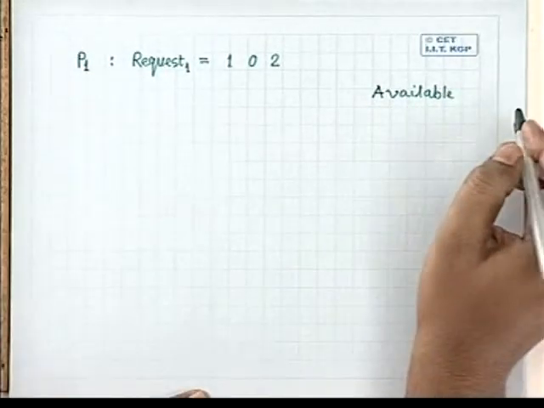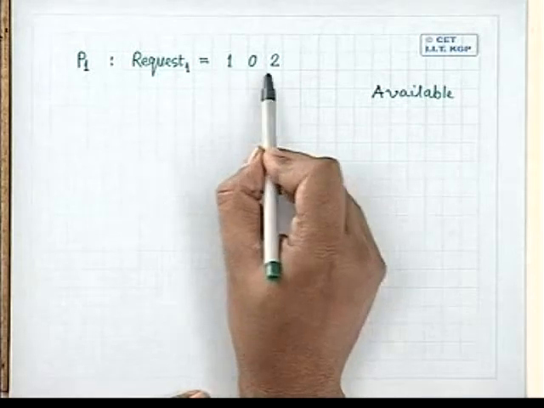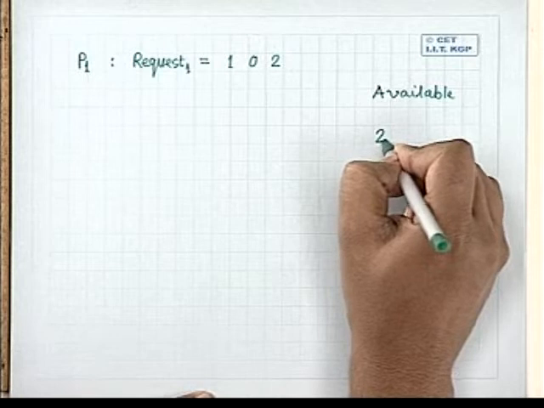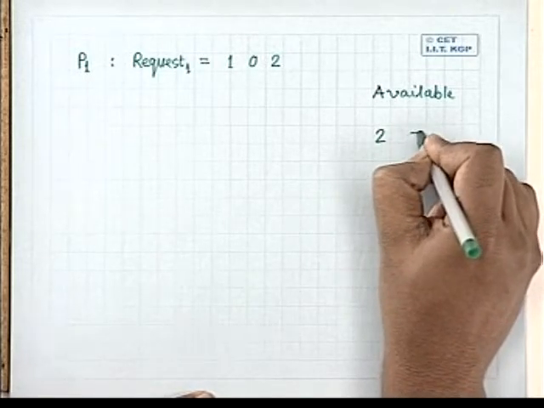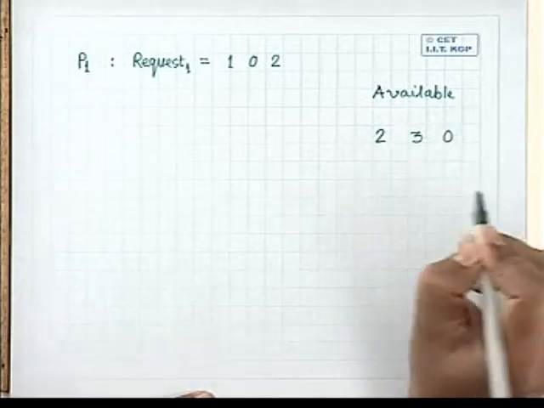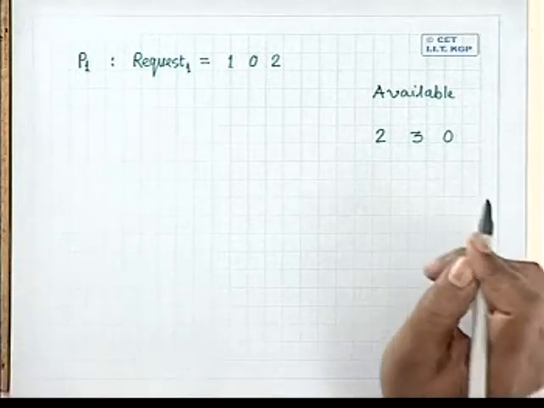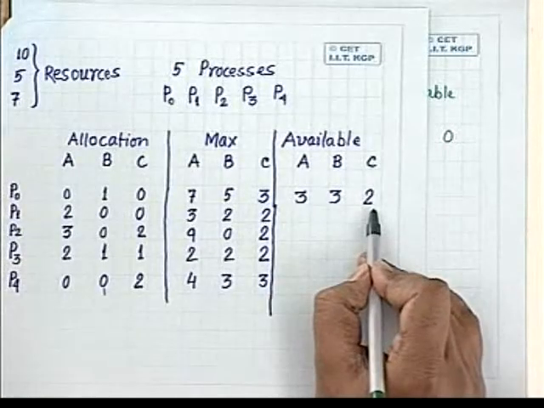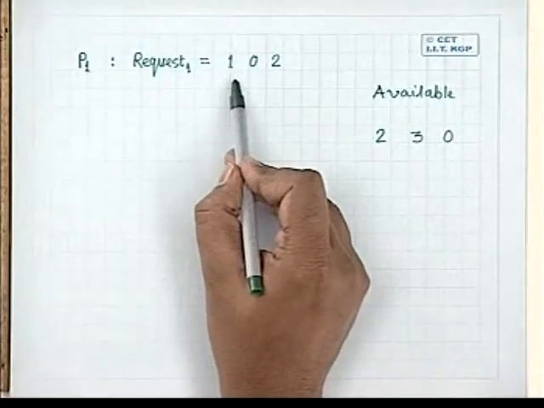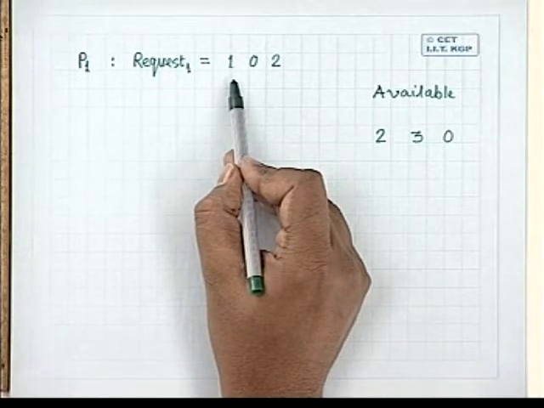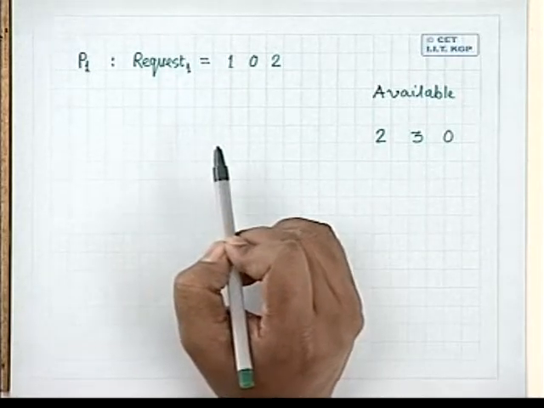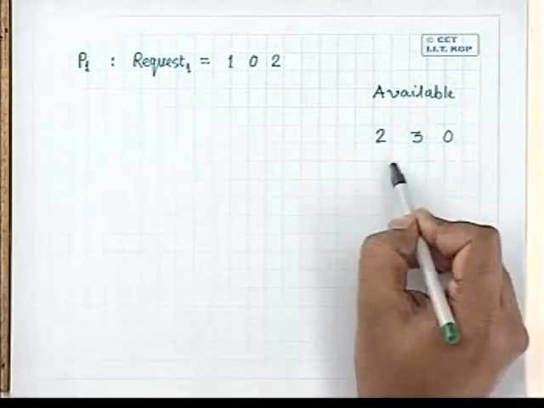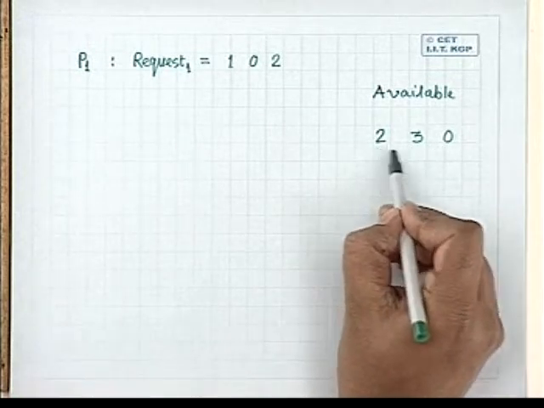The new available vector will be from 332, 102 will be subtracted. Okay. So we'll have 2, then 3, 0. Because our available was 332. Okay. This is the request put by process P1. Which is less than or equal to available. So we assume that the request can be immediately granted. If the request is granted, then the available resources will be 2, 3, 0.